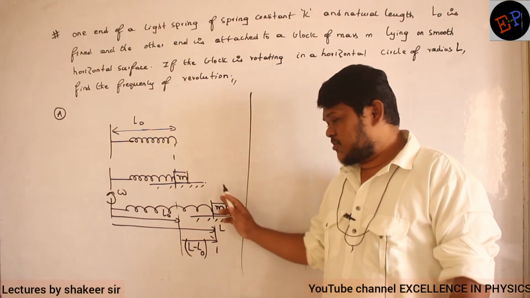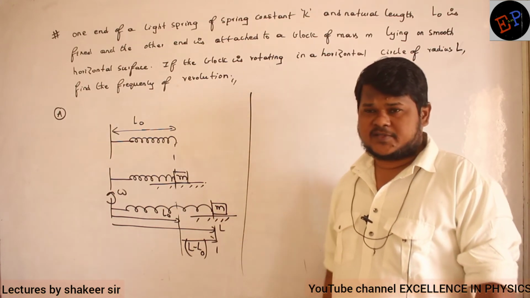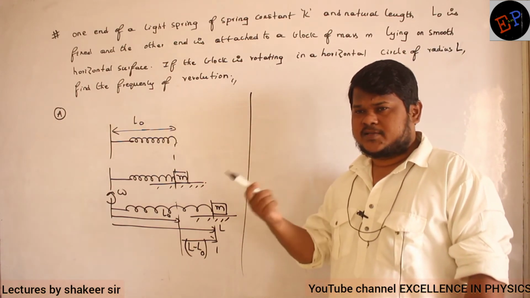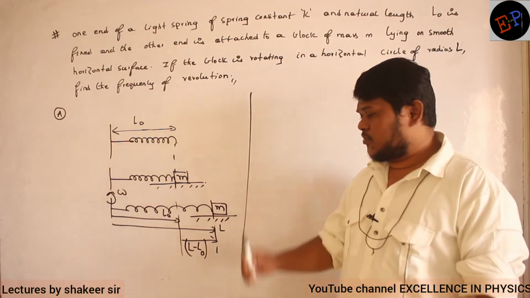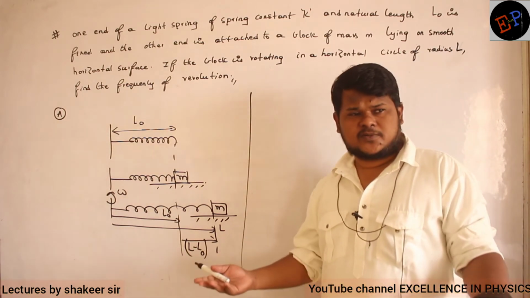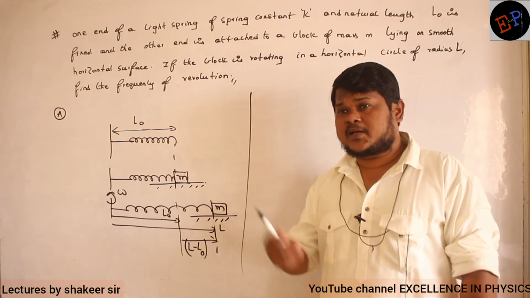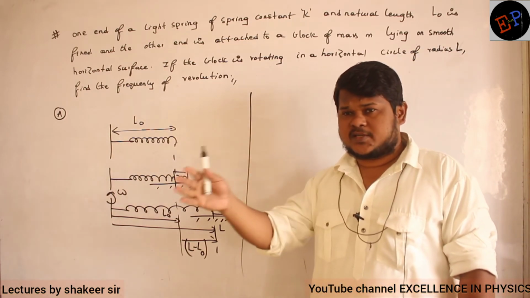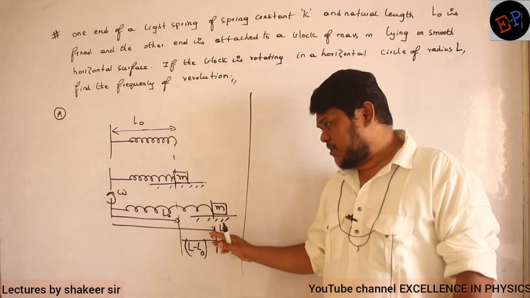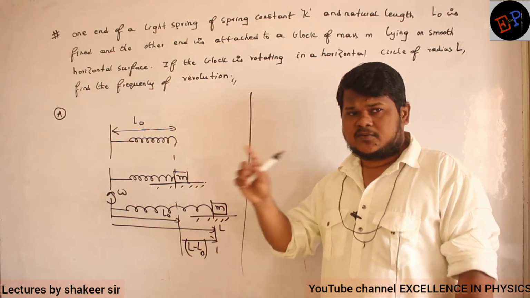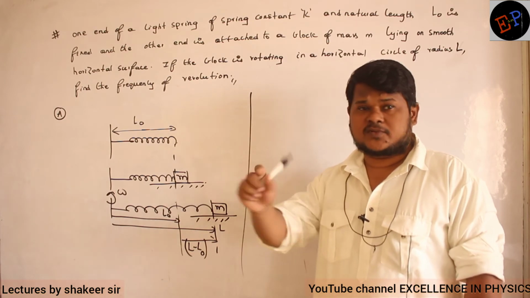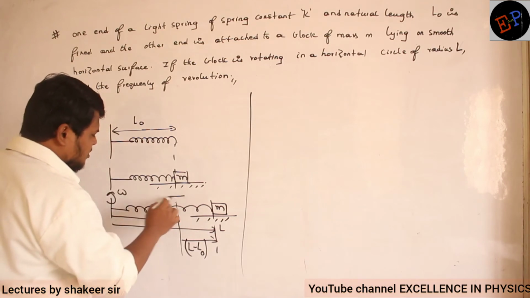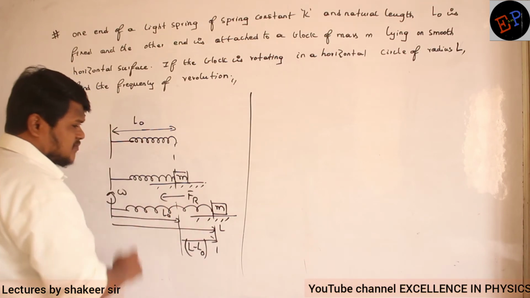For this body to move in a circular path, centripetal force is required. For any body to move in a circular path, centripetal force is required. And here, who will provide the centripetal force? The spring should provide it. Centripetal force will be towards the center, and the spring can provide it only when it develops a restoring force towards the center. So the restoring force should be towards the center of the circle.